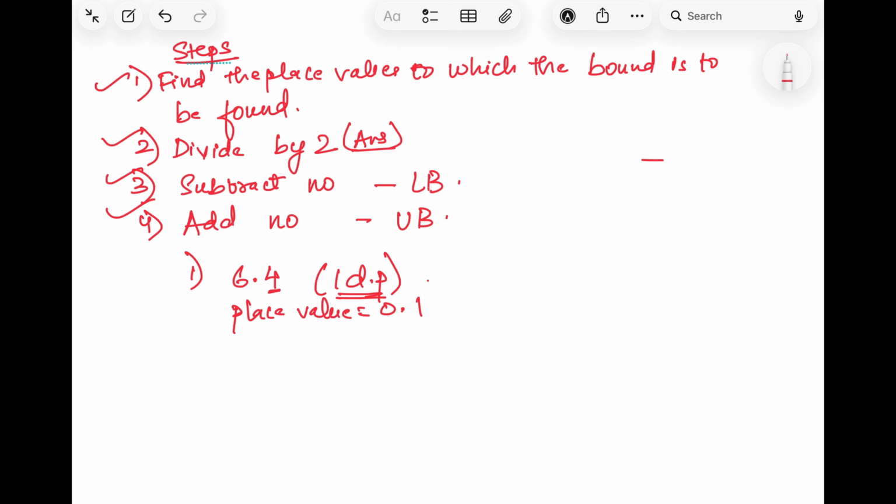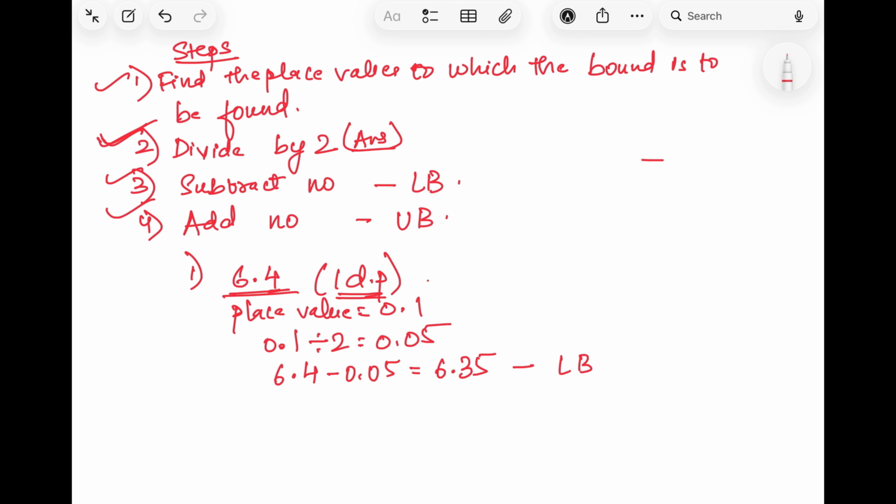Okay. And then we divide this. The second step, we divide 0.1 by 2. So what do we get? 0.05. Second step also done. Now we subtract it from the given number. What is the given number? 6.4 minus 0.05. So what do I get? 6.35. So this is my lower bound.